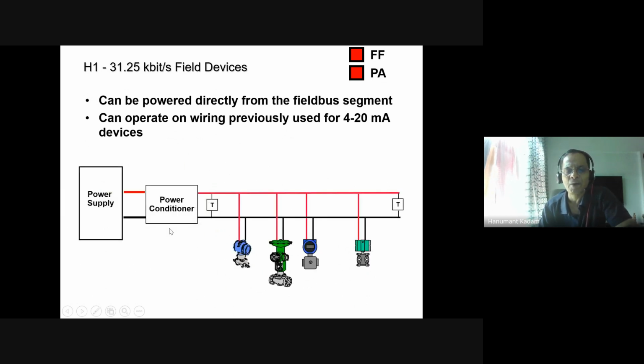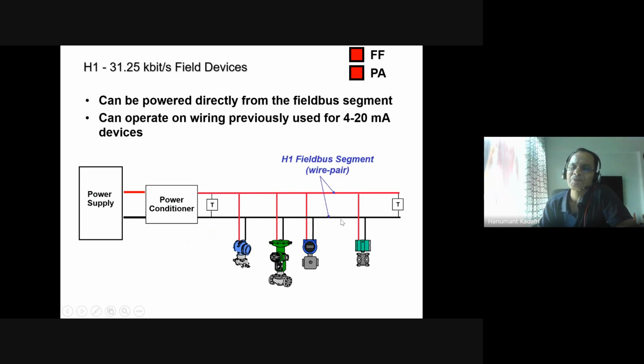So this is the power conditioner, terminator, and this one it will work. So the power conditioner basically provides the power, the loop power. But nowadays this power conditioner is not required. It is a part of the interface card in the DCS. Earlier it required a separate power supply, and through that you had to terminate the wiring.